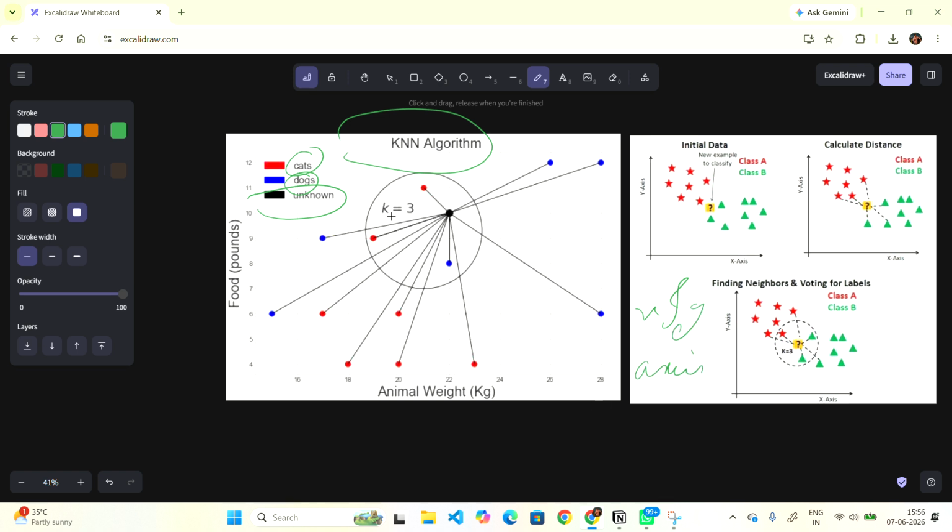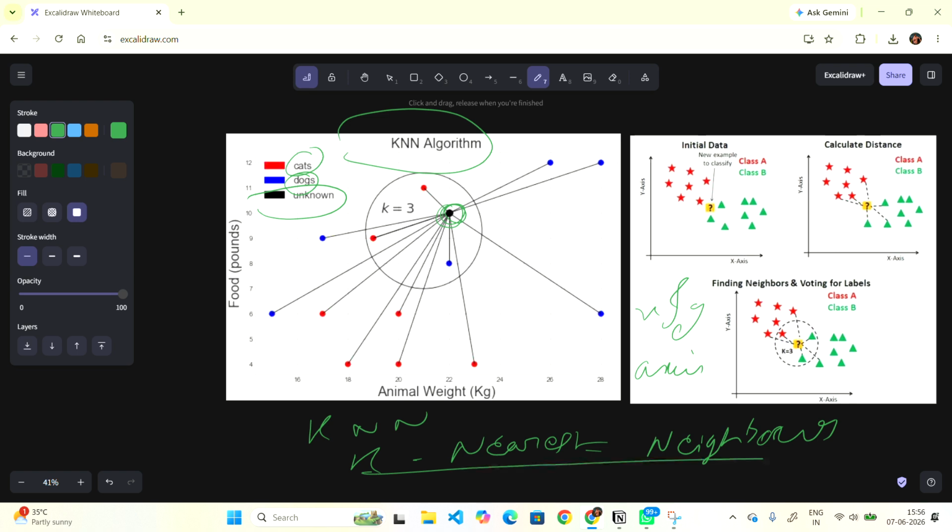So now what will we do? We will check which data the new data is going to be similar to. We have three terms in KNN: K, nearest, neighbor. So what do we mean by K nearest neighbor? What is the value of K? What is nearest? What is the neighbor?